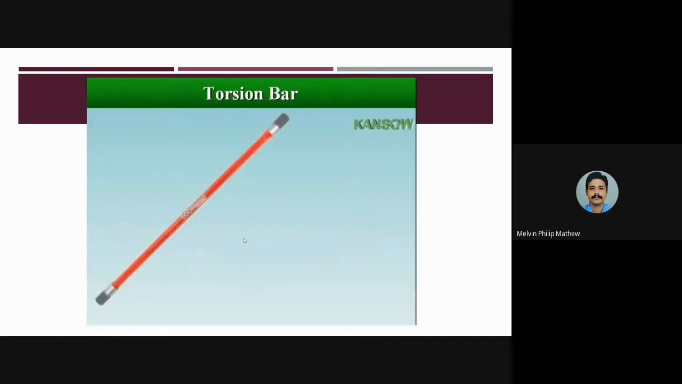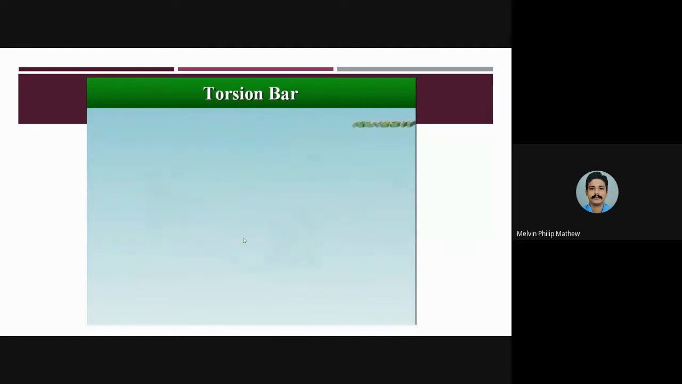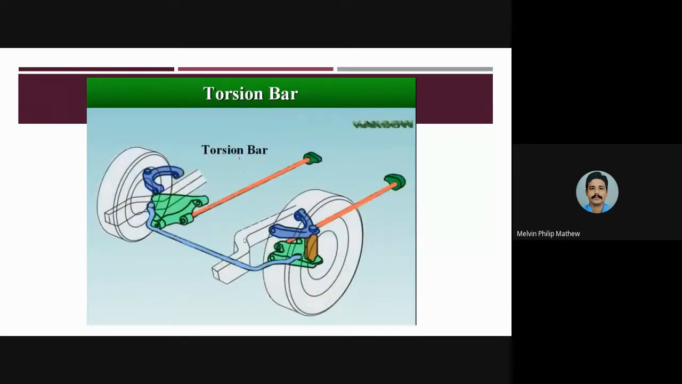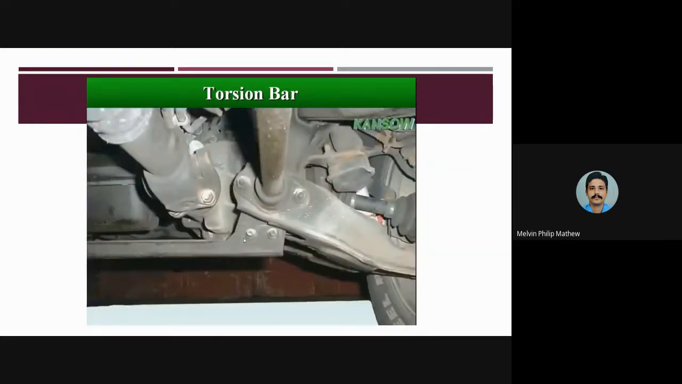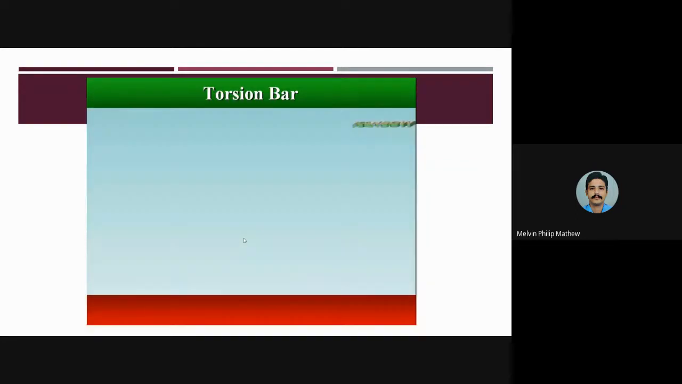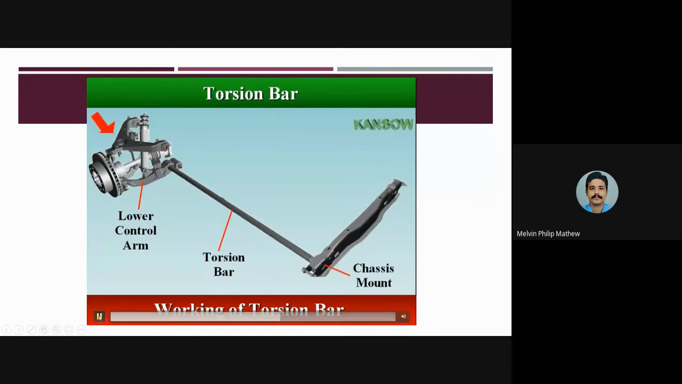A torsion bar is a straight spring steel rod with splined or square ends. One end of the bar is attached to the frame, and the other end is connected to the lower control arm. The torsion bar twists around its center as the control arm is deflected. Okay, this is called a torsion bar.